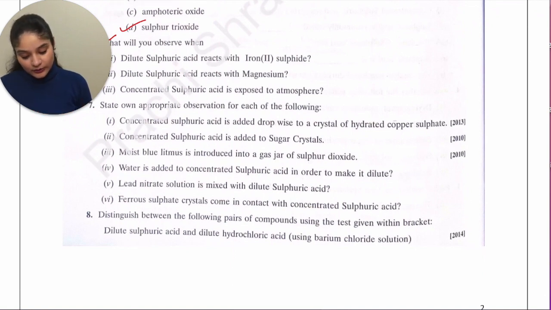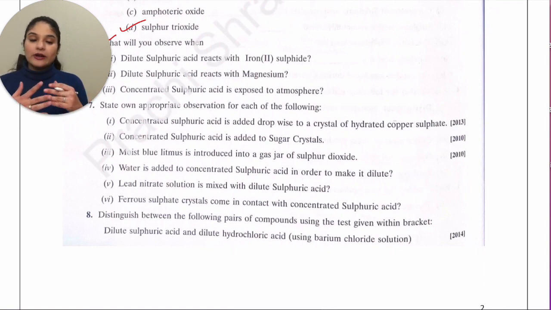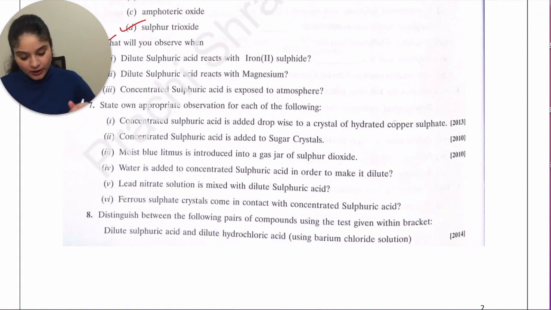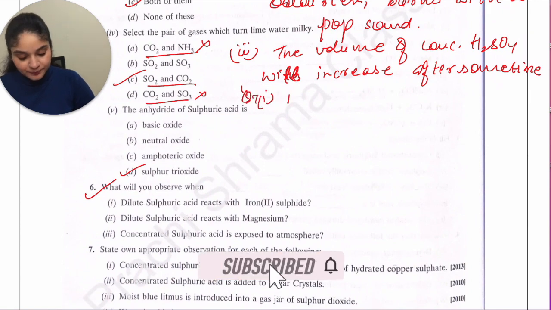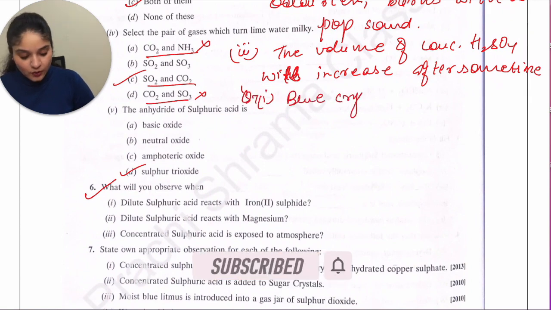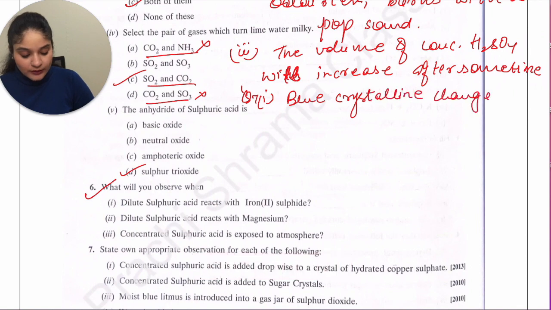The first one states that concentrated sulfuric acid is added drop wise to a crystal of hydrated copper sulfate. So what would happen is that the blue crystal will turn amorphous. So that will be the observation in this case. So I'm going to write it right here. Question number 7, first part. So you can say blue crystalline changes to white amorphous.